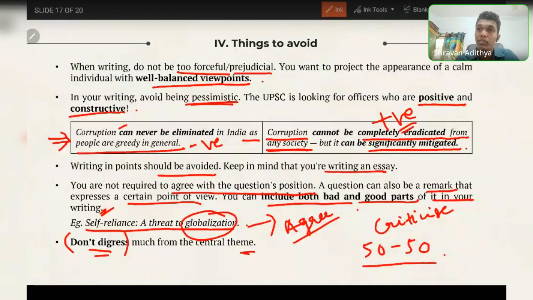So if you do that, you might miss out certain important points. You would have written a lot of irrelevant things, whereas important things would have no space to write. So that is something that you should avoid.